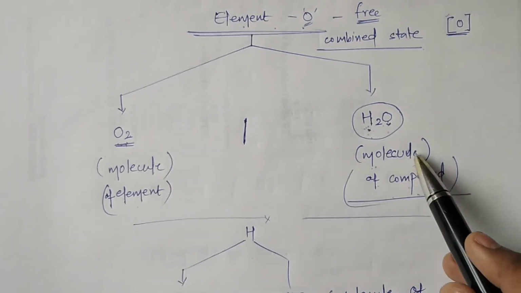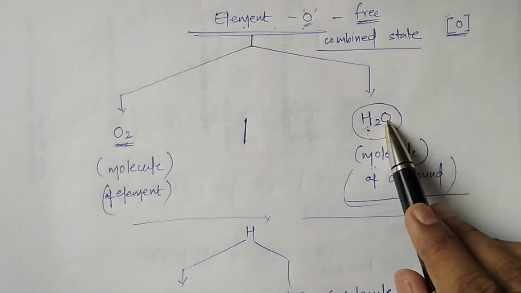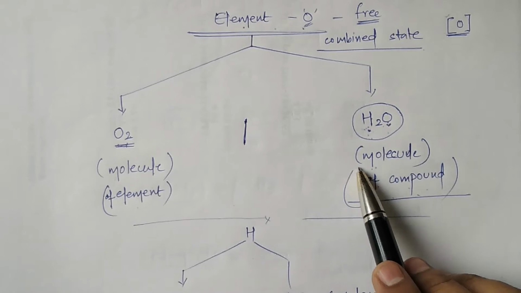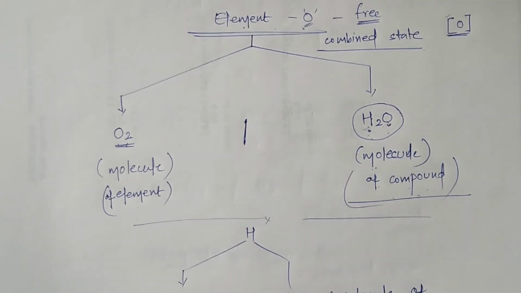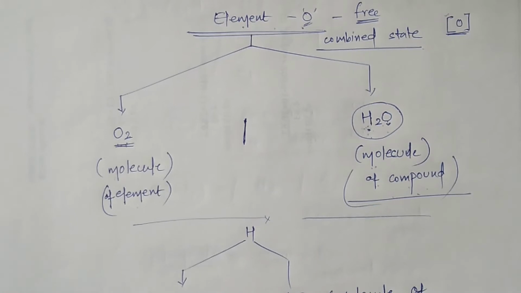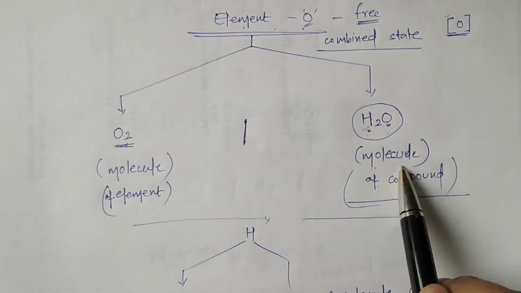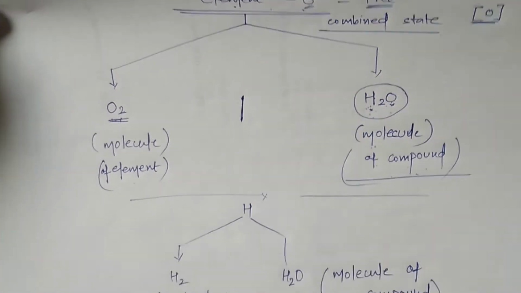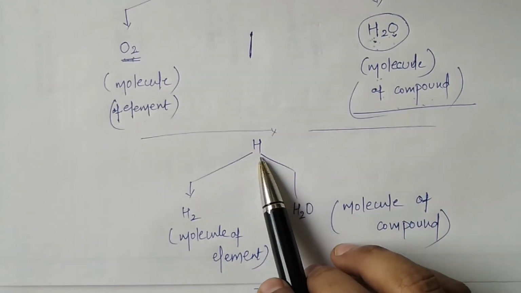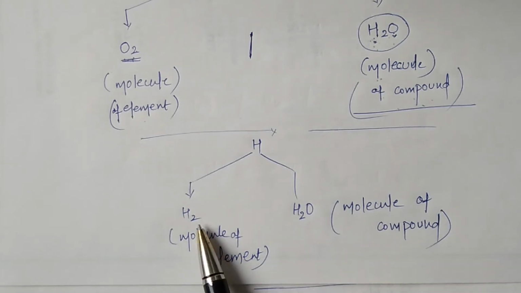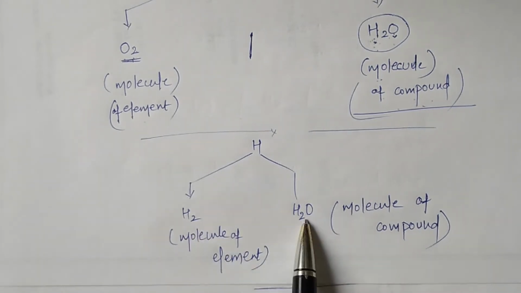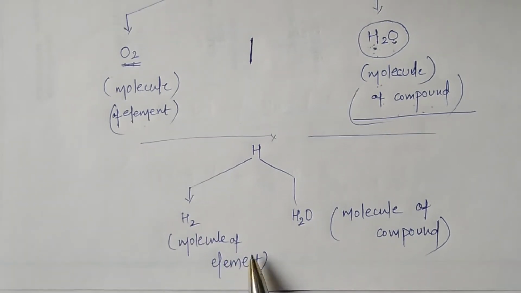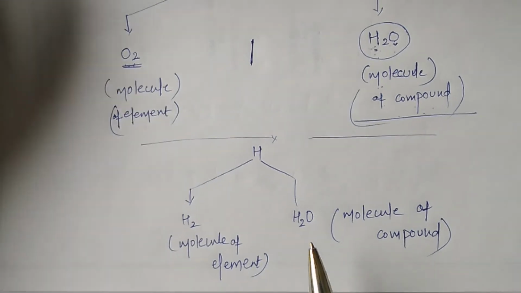While H2O is formed of one atom of oxygen and two atoms of hydrogen. It is also called a molecule, but a molecule of compound, which is formed by different types of atoms. The atoms of different elements combine to form a molecule of compound. A similar thing applies with hydrogen. In the free state, it is hydrogen itself. In combined state, two possibilities: one is forming H2, the other H2O. So H2 is called a molecule of element, while H2O is called a molecule of compound. Is that clear?